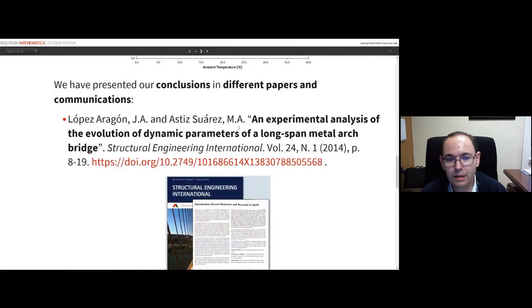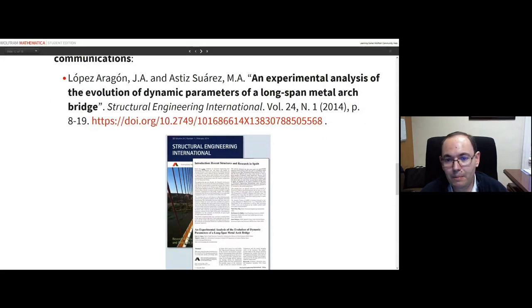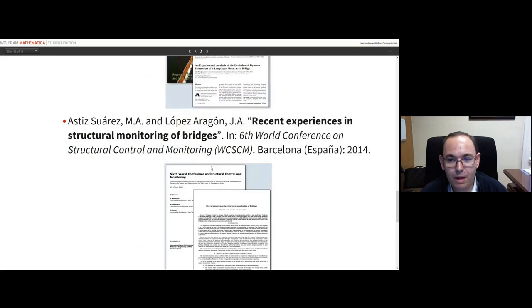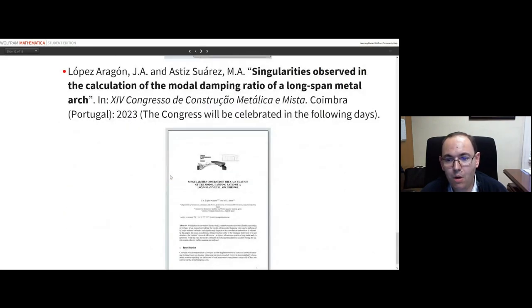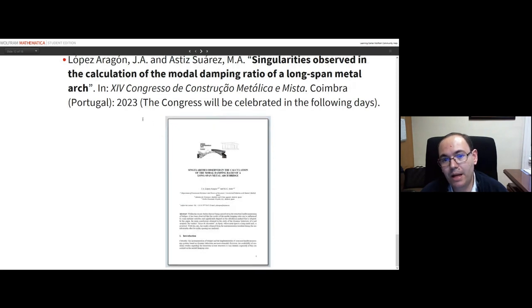And we have presented our own conclusions in different papers and communications if you are interested. This one about the experimental analysis of the evolution of the dynamic parameters of a long span metal arch. This other one about the reaching experiences in structural monitoring of bridges. Or this another one, the singularities observed in the calculation of the modal damping ratio of a long span metal arch, that we will present in Coimbra in the following days, in a congress that will be celebrated in Portugal.